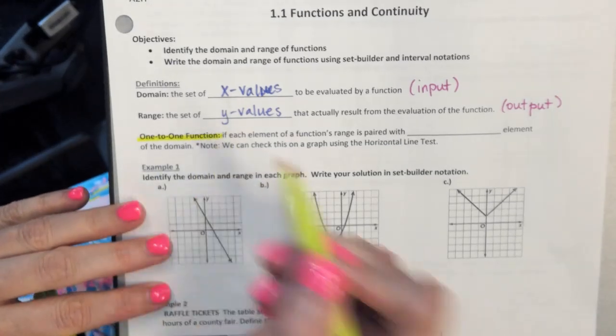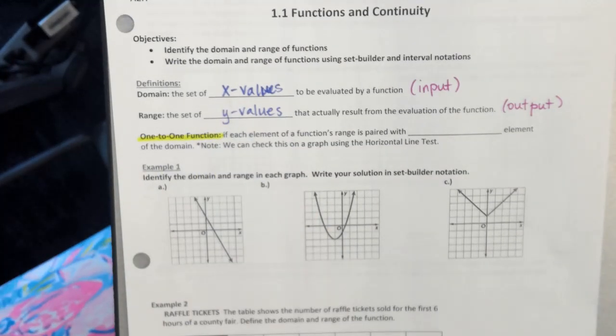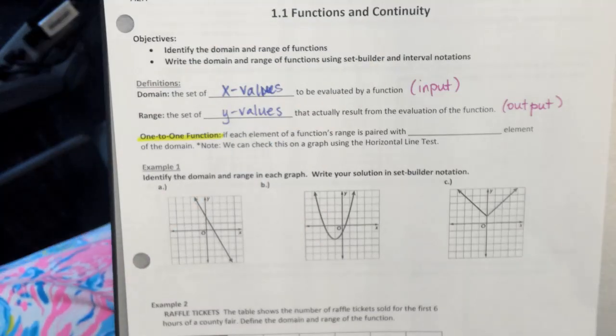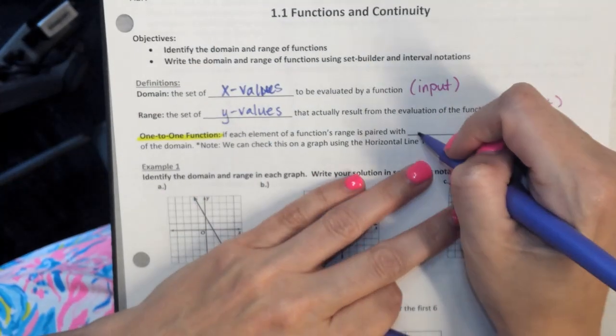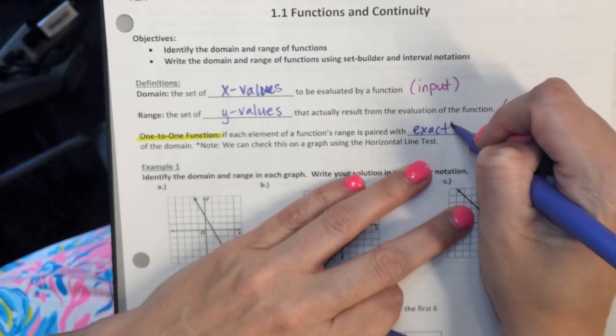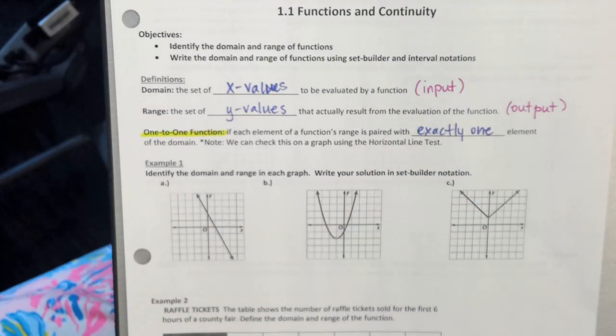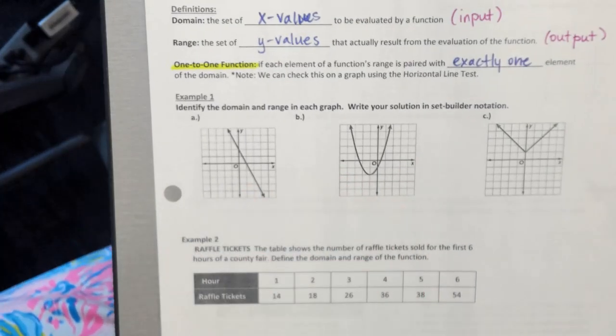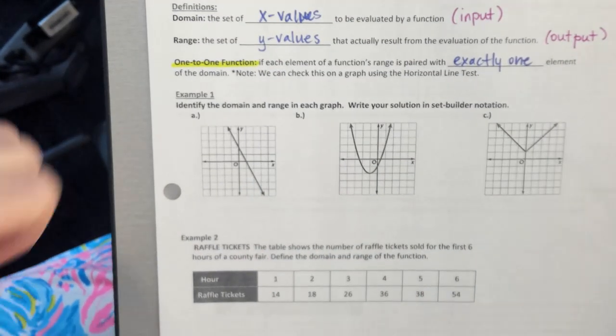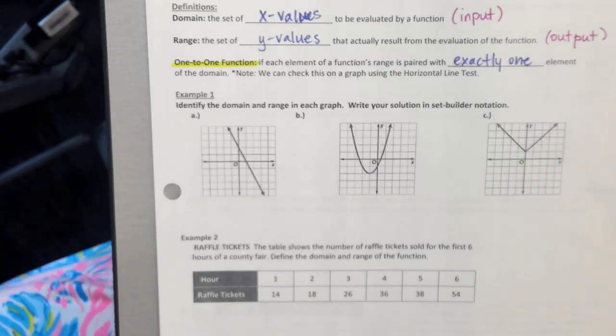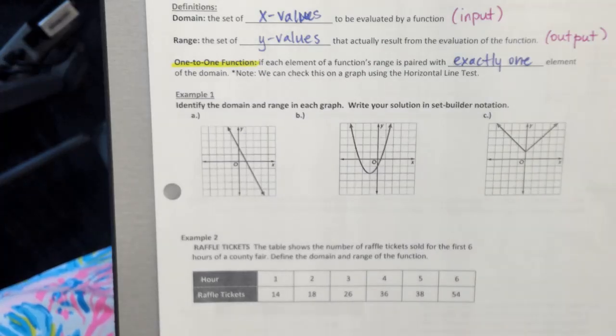All right, and then a one-to-one function. A function is called one-to-one if you have an element in the range paired with exactly one element of the domain. Okay, and then we can check this using the horizontal line test. If that sounds familiar, even if you don't know what it is, the horizontal line test is something that we've heard of.